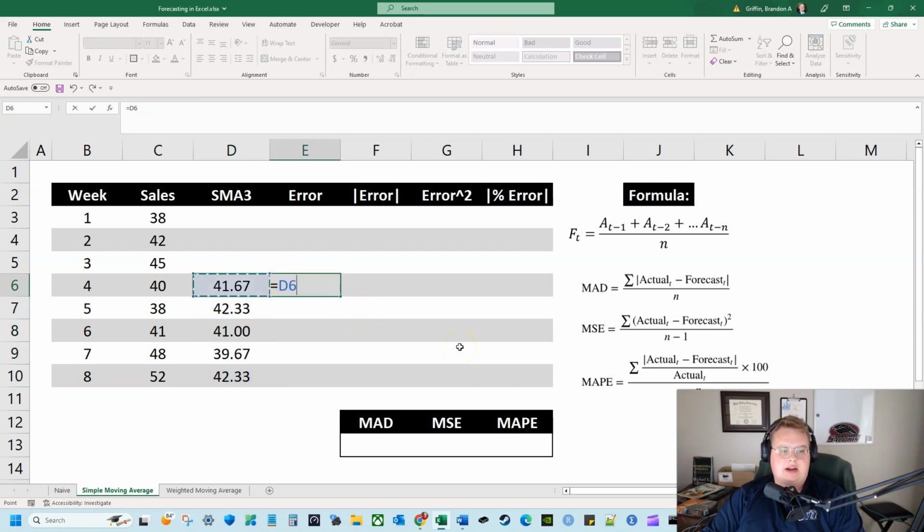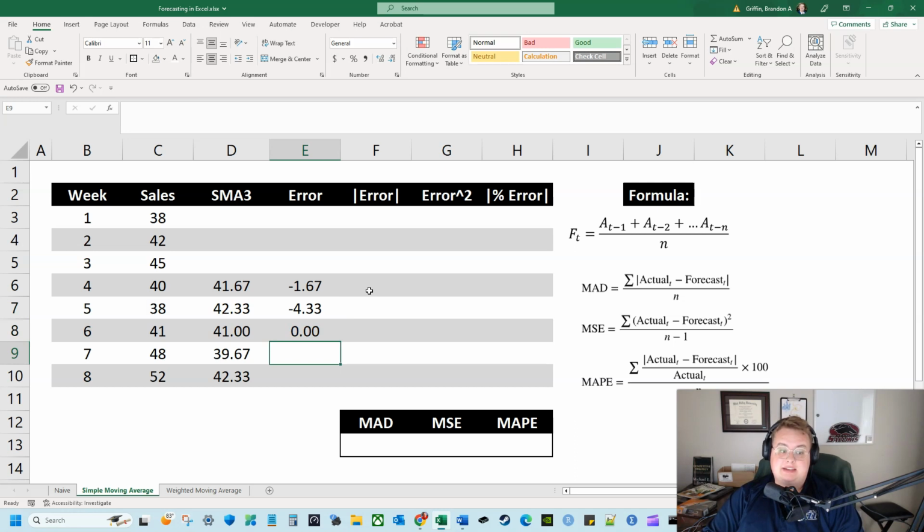Now we can calculate our error. We need to do our actual sales, subtract our forecasting measure. That gives us 1.67. I'm going to do 38 subtract 42.33. I'm going to do 41 subtract 41, so that one was actually exactly correct. And then 48 minus 39.67, and then 52 minus 42.33. So these are my errors.